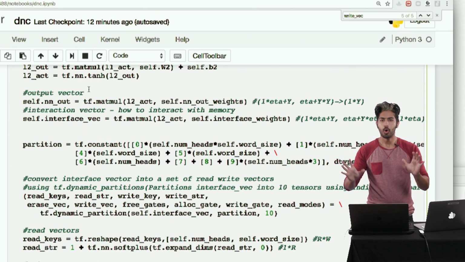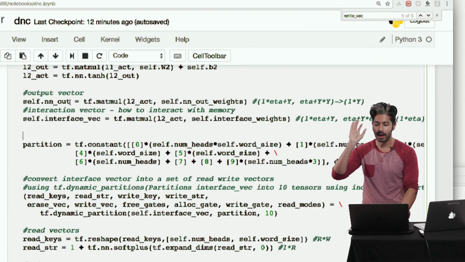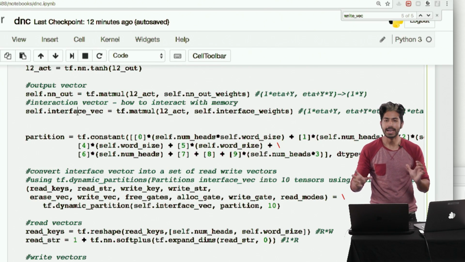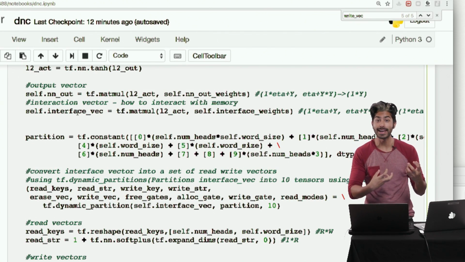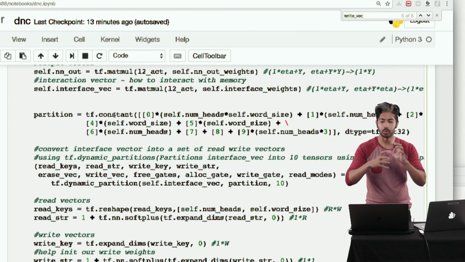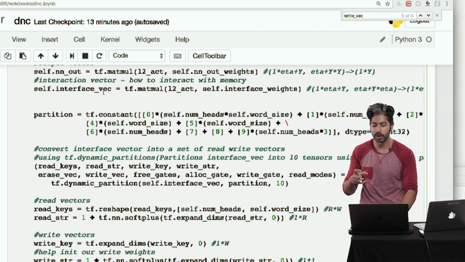We have our controller, and it outputs two things. It outputs our output vector, which is our prediction, and it outputs our interface vector. Okay, and our interface vector is meant for our network to then decide how to interact with the memory bank at the next time step. But how do we know exactly how to interact with the memory bank? Well, we're going to use this partition.